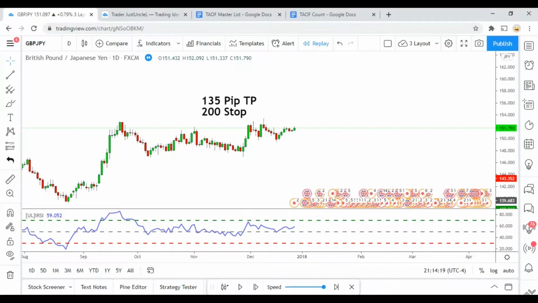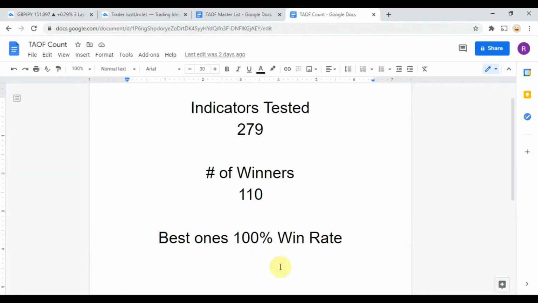Alright, as I said, today we will be testing Ehlers Ideal RSI. Before we do though, I wanted to put the indicator scoreboard up for everyone to see. So to date, we have tested 279 indicators, and out of those 279 indicators, 110 of them have been winners, which means that they have met or exceeded the 60% win-loss ratio threshold that we have set for them.